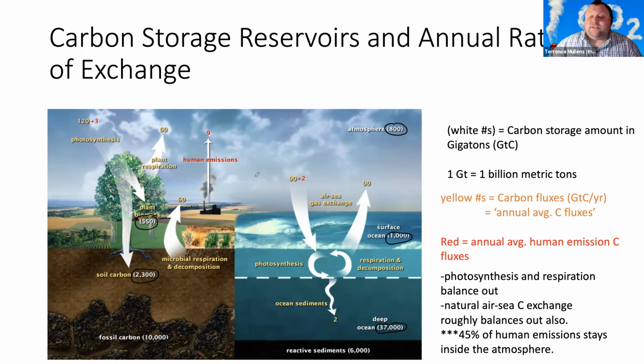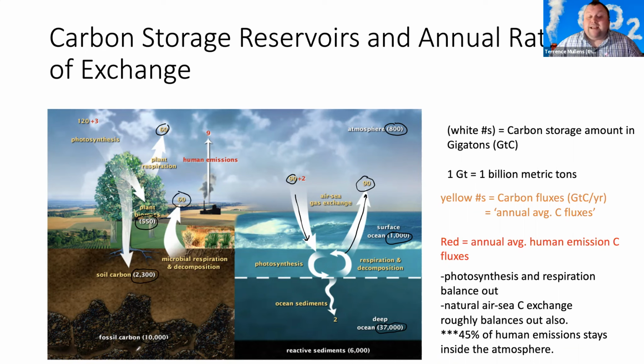All of these yellow numbers are natural carbon exchanges. So 90 gigatons of carbon are added to the ocean, and 90 gigatons are removed from the ocean. 120 gigatons are added to life via photosynthesis. 60 of them are respired back out. The other 60 go down into our soil and then are decomposed by microbial life, by bacteria.